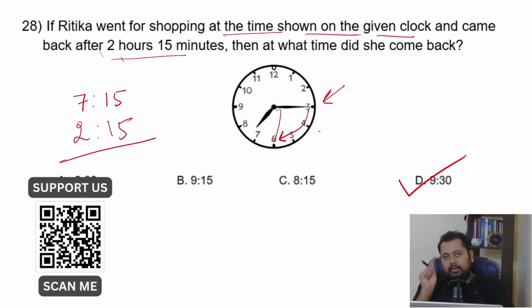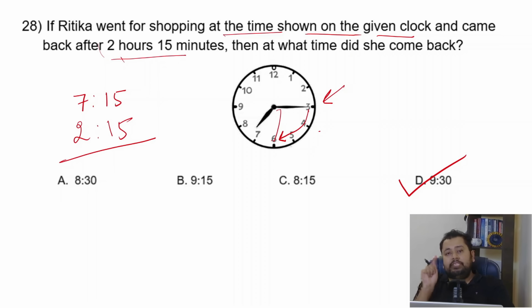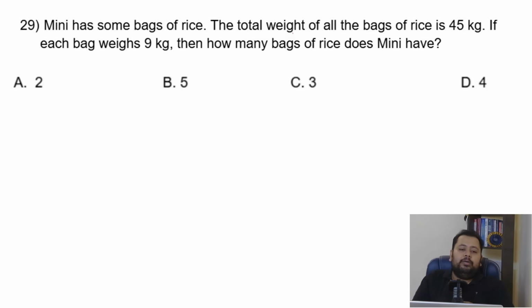Another hour from 8:15 is 9:15, and then you just add 15 minutes, which will be 9:30. So that is why option number D, 9:30, is your correct answer.